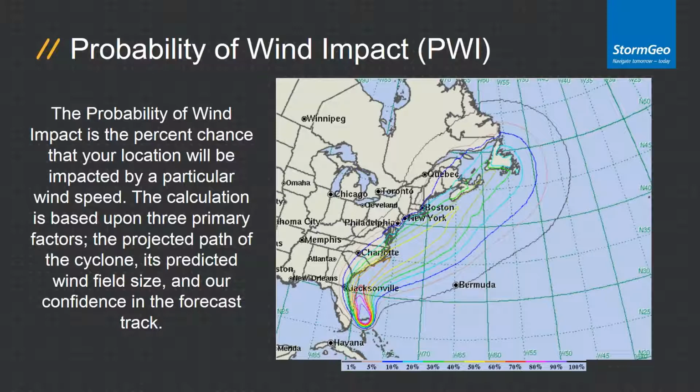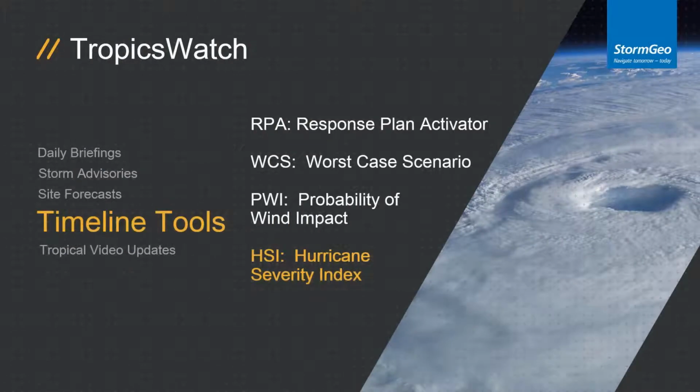But we have a percentage that goes with each of these wind fields with each advisory. So you'll actually be able to see over the course of the storm whether the risk for you is increasing or decreasing just by looking at these probabilities. So we use that pretty often as well.